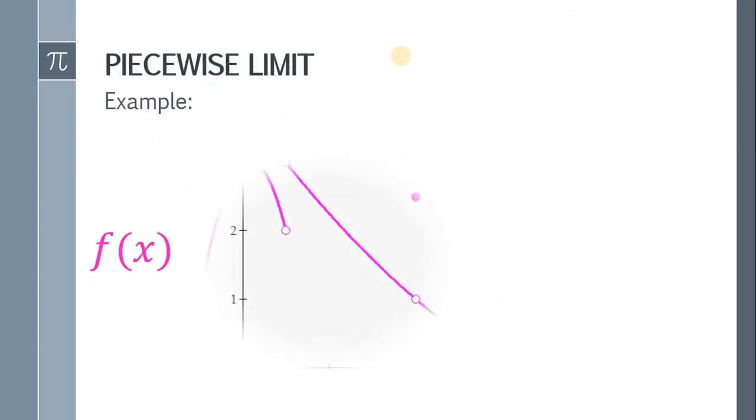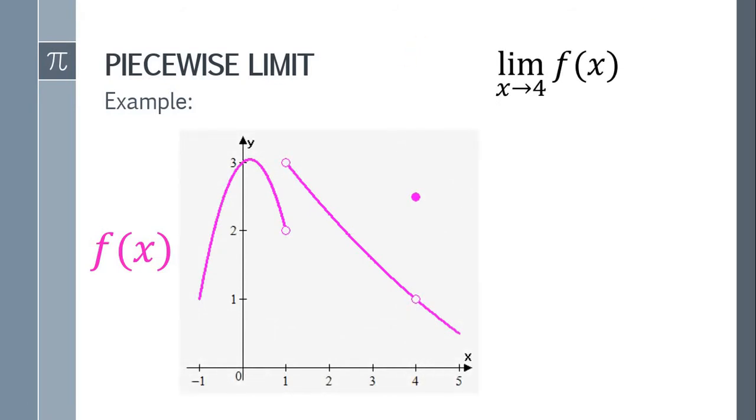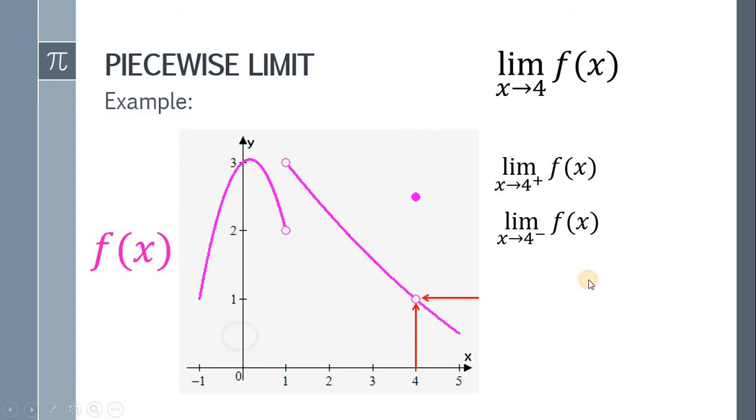Ito ay nagawa na natin before. So our goal is to find the limit of f of x as x approaching to 4. Una, kailangan natin kuhanin yung limit of f of x as x approaching to 4 coming from the right and the limit of f of x as x approaching to 4 coming from the left. So, ano yung tatandaan natin dito? Kailangan tumingin tayo dun sa taas ng 4. Next, coming from the right, papunta siya ng 1. And coming from the left, papunta rin siya dun sa 1.